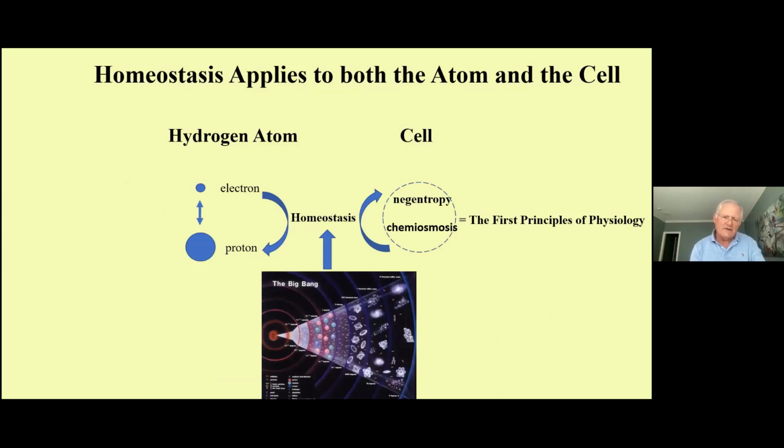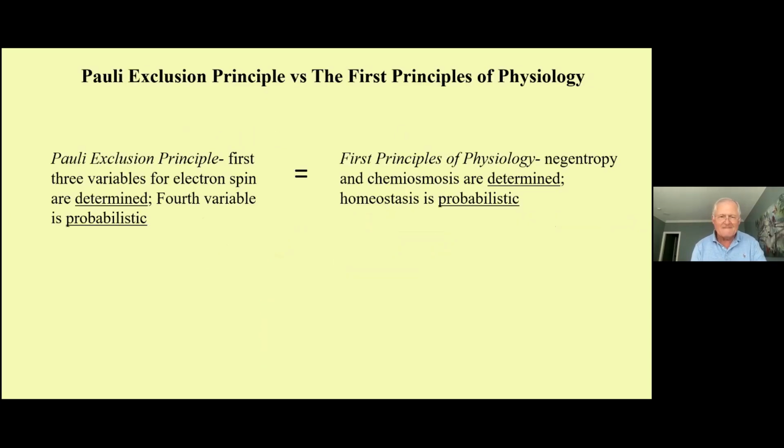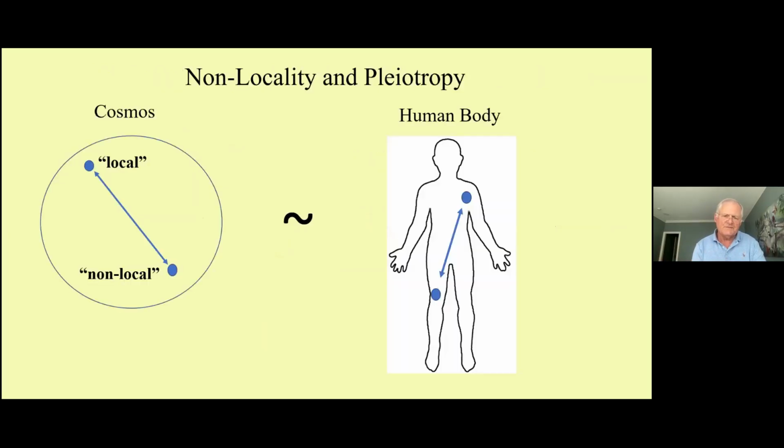Oh, and the origin of both is the Big Bang. And I know that Peter Rollins takes exception to that, but that's all I got. So, Pauli's exclusion principle versus the first principles of physiology. Again, I'm contrasting the two and comparing them as well. And I'm repeating myself, so I'll just skip it.